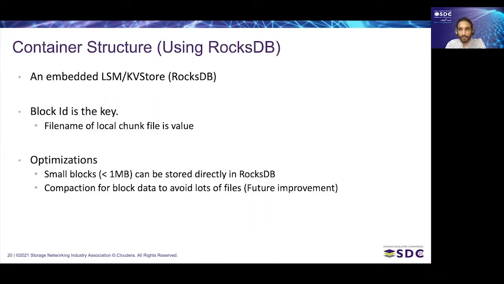So the container structure allows for some other improvements. Small blocks, which are smaller than say 1 MB in size, can be stored directly inside RocksDB. So this is a great improvement for very small files in the cluster. Further, compaction of block data can be done. So multiple blocks can be stored in a single file. That is another optimization which can be done, and the container structure allows that optimization.